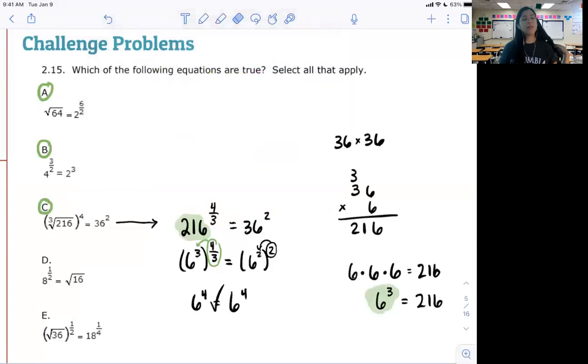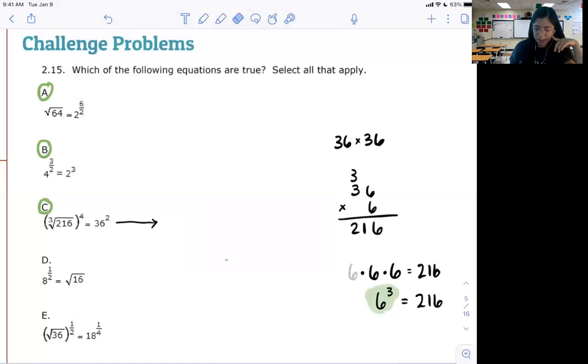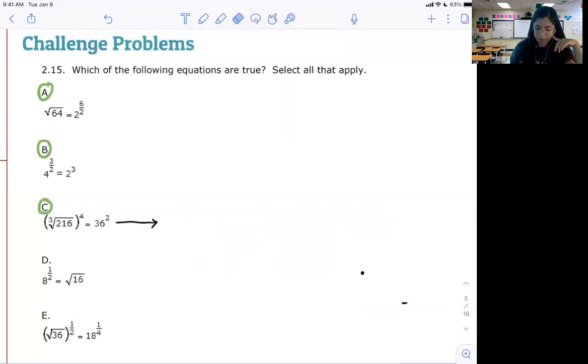Questions on this one? Okay, almost done. Oh my goodness, we are so low on time. That's okay, this is important. I just want to make sure we understand this. Okay, but the last two are a little bit easier. 8 to the power of 1/2, and then the square root of 16.